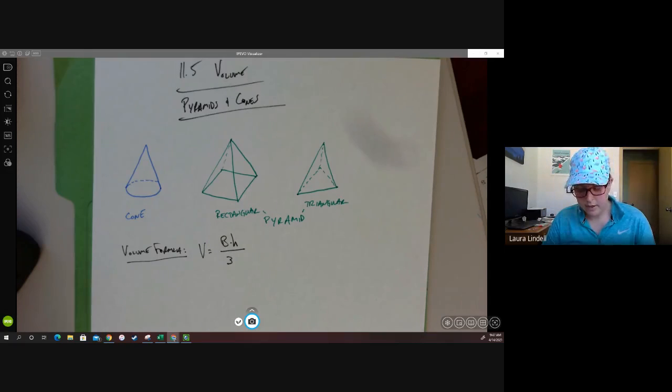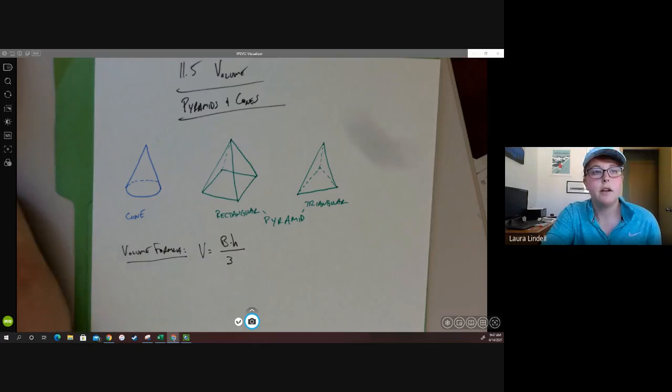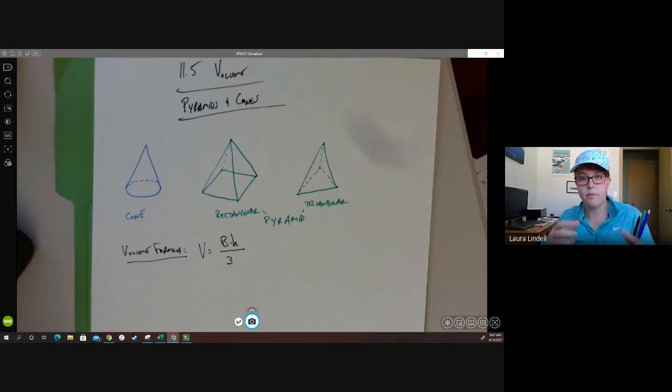So you can kind of liken this to how when we were working with parallelograms and triangles, the area of a parallelogram was base times height, and the area of a triangle was base times height divided by 2. It's similar to that idea. The volume of a prism or a cylinder is area of the base times the height. Volume for a pyramid or a cone is area of the base times the height divided by 3.